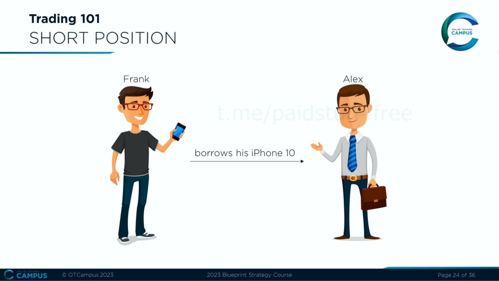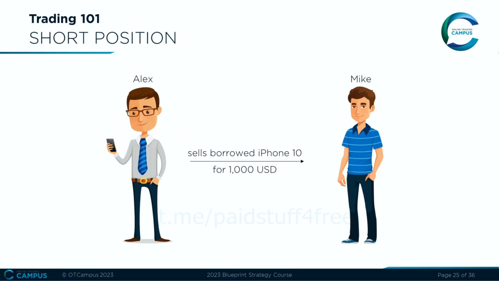Now, imagine the following real-world scenario. If Frank here on the left side borrows Alex's iPhone 10 for a month, right? Let's say he does that. Now, Alex sells Frank's iPhone to Mike, who desperately wants it, right? And let's say he's selling that borrowed iPhone for $1,000, right? So first he borrows it. Then he sells it because Mike desperately needs it for $1,000.